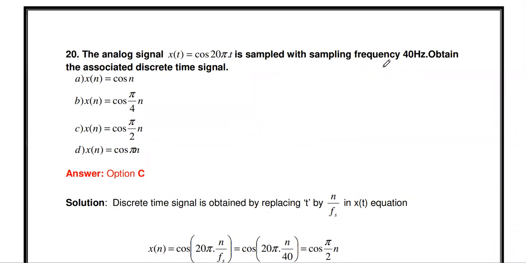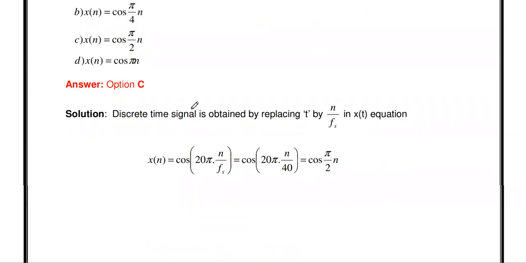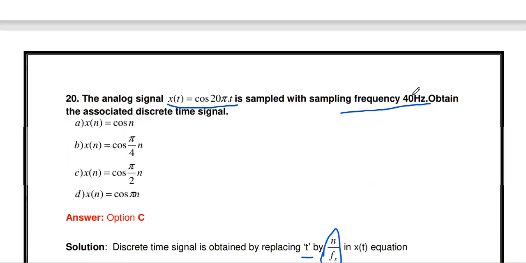And the next one: the analog signal x of t equal to cos 20 pi t is sampled with sampling frequency 40 hertz. Determine the associated discrete time signal. Here the continuous time signal is given. If you are sampling this signal with the sampling frequency fs equal to 40 hertz, what is the associated discrete time signal? In order to convert the continuous time signal x of t into x of n, you replace the variable t by n divided by fs, where fs is the sampling frequency. Here the sampling frequency is given as 40.